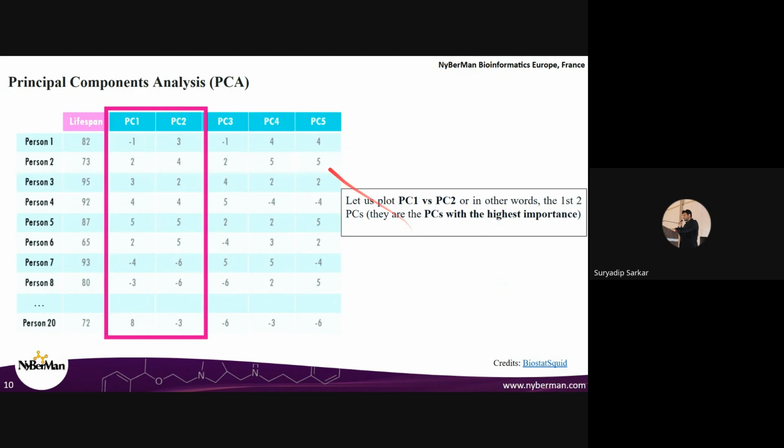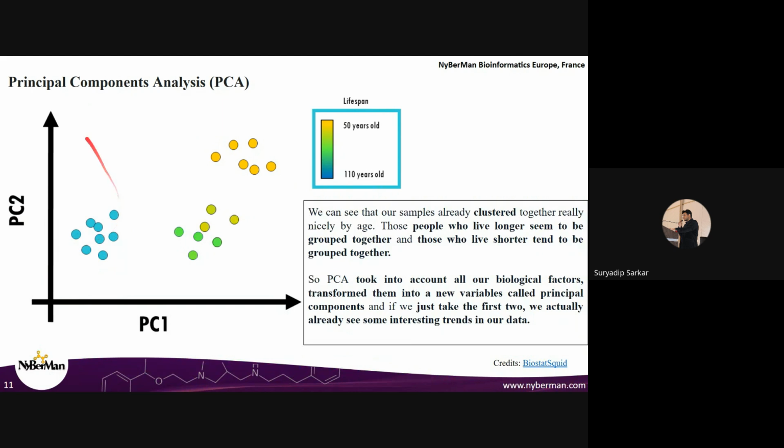So now let us go ahead and plot PC1 versus PC2. Or in other words, these are going to be the two highest important PCs, right? These two principal components are the ones which are explaining the highest amount of variance, right? So say for example, this is the plot we end up with. On the x-axis we have PC1, on the y-axis we have PC2. Lifespan here is being explained as a gradient, right? Towards blue is much older and towards yellow is much younger.